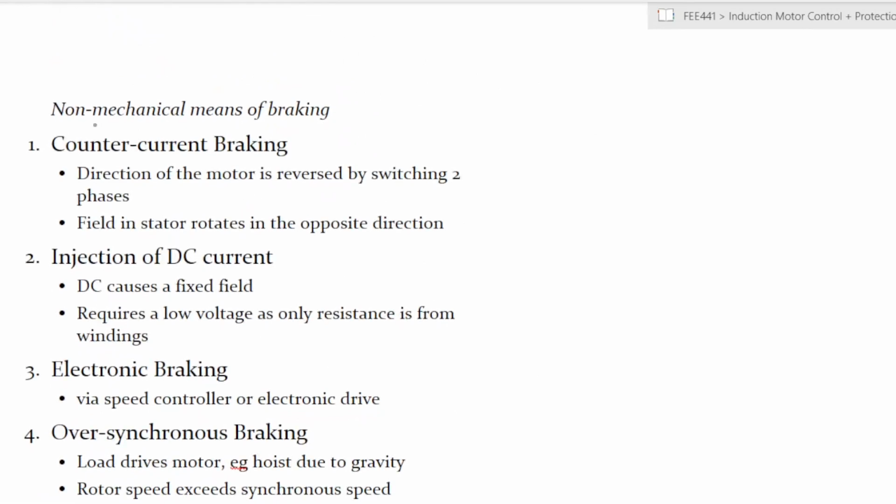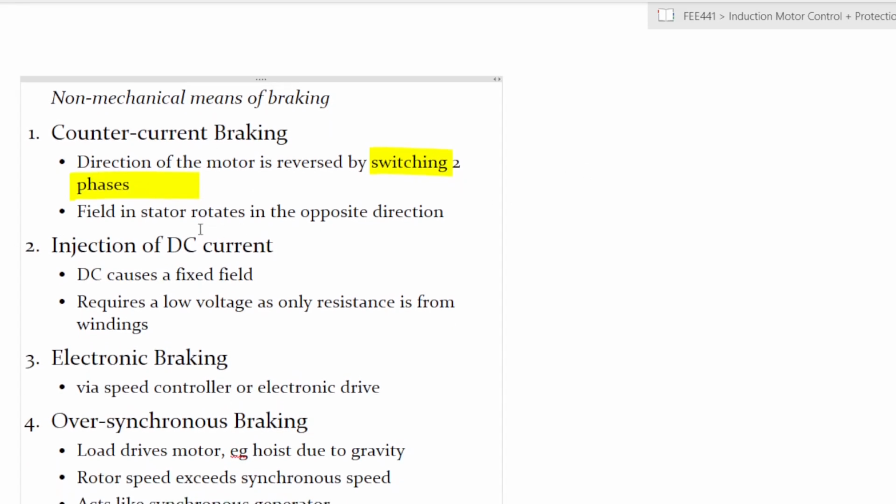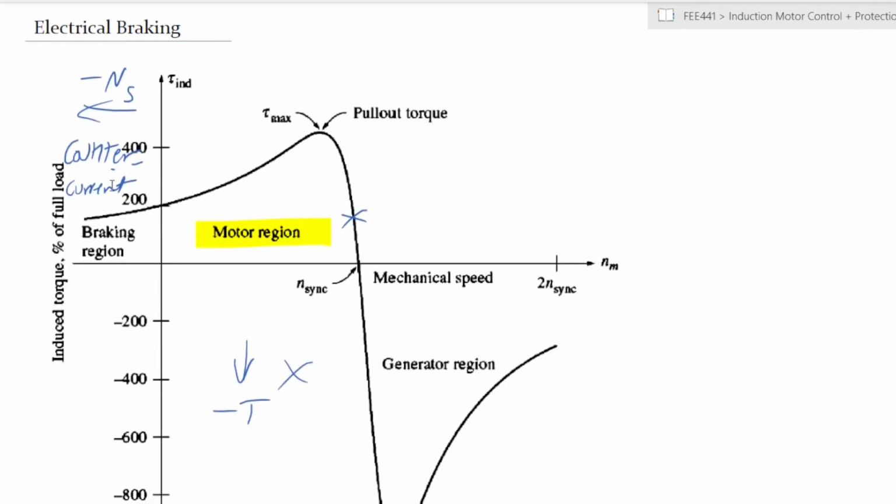And we do that by reversing the direction of two of the phases. So actually, the applied input power is seen as moving in the opposite direction. What happens is the field in the stator, the rotating magnetic field, changes direction. And consequently, the speed of the rotating magnetic field changes from a positive ns to a negative ns, which is what we have just talked about.